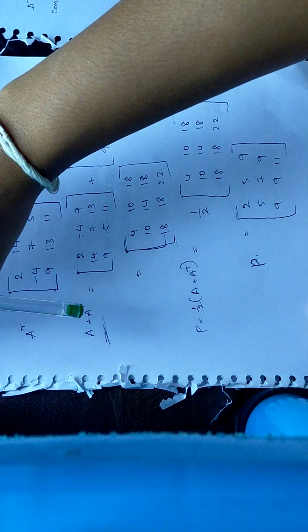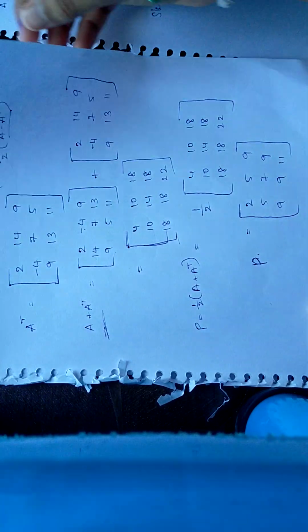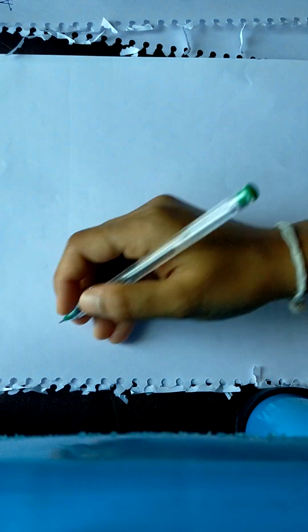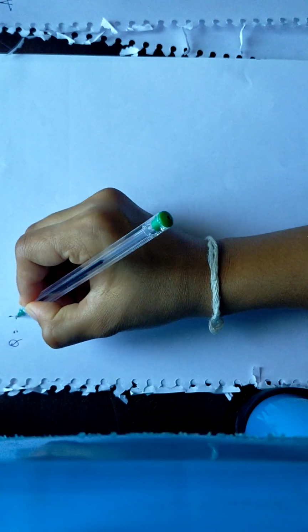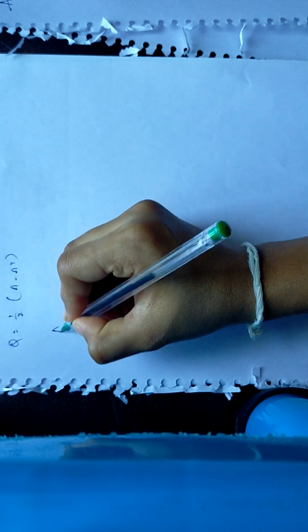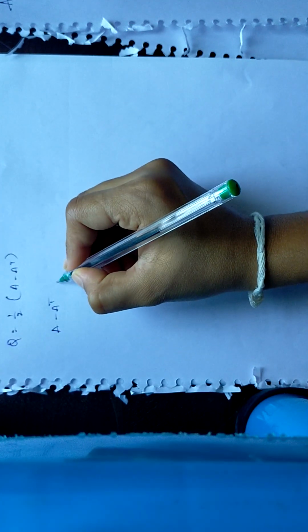Now let's solve the same procedure for the skew symmetric matrix also. Okay, we'll see that now. So we have to find Q, right? Q is half of A minus A transpose. Let's find A minus A transpose first.